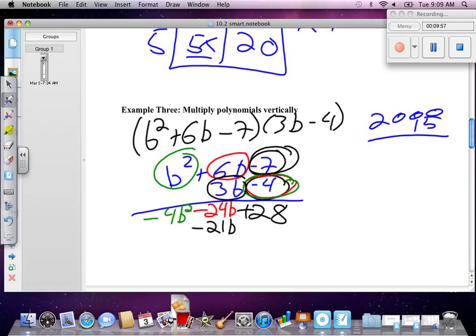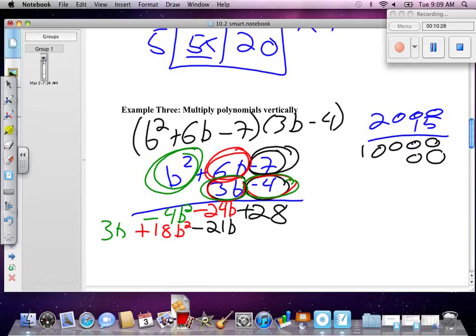It's like when you use a 0. 5 times 0, 5 times 0, 5 times 0, 10. Then we put a 0 down, or we leave that place empty and then do 1 times 0. It's the same kind of thing. I don't like this one either, but just bear with me. Then we're going to do 3b times 6b, which gives us positive 18b squared. Then we're going to do 3b times b squared, which gives me positive 3b cubed.